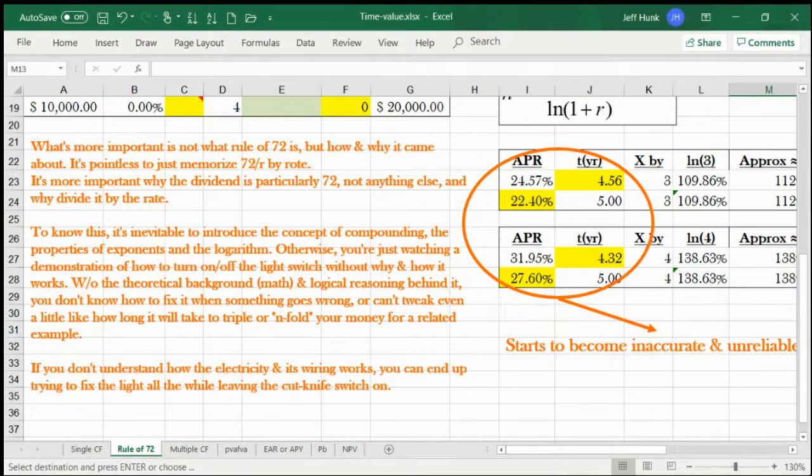Okay, so as I said, if you really want to dig more into it, I've posted a file with a list of good YouTube videos about the rule of 72. Okay, alrighty.